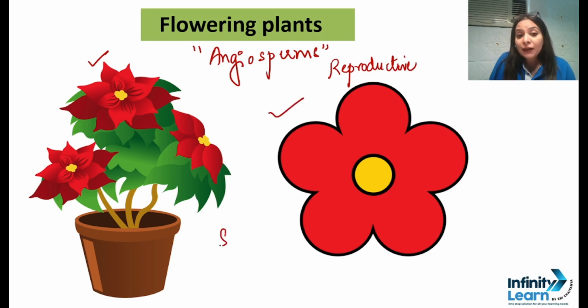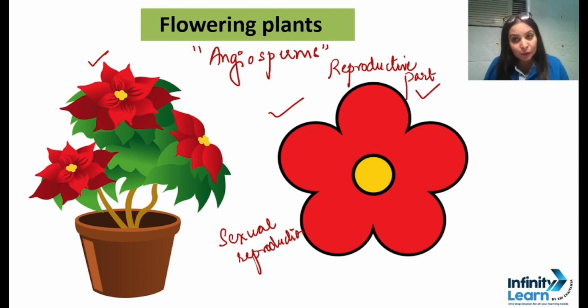So sexual reproduction is possible in these plants just because they have flowers, because the flower is the reproductive part of angiosperms. And I hope you all know about sexual reproduction. That means male gamete and female gamete fuse to form a zygote, and then that zygote undergoes certain changes and transforms into a mature plant.